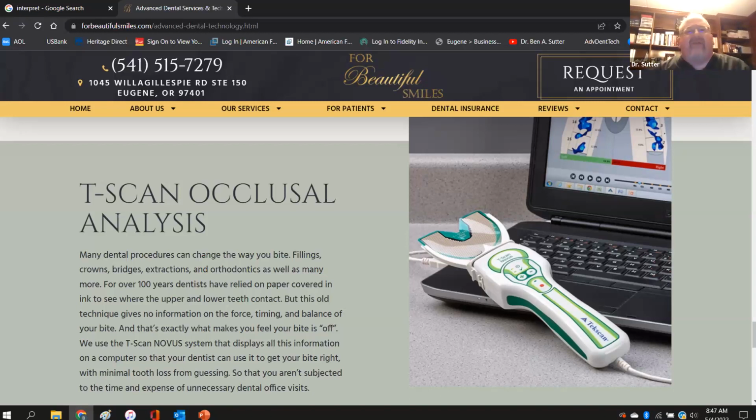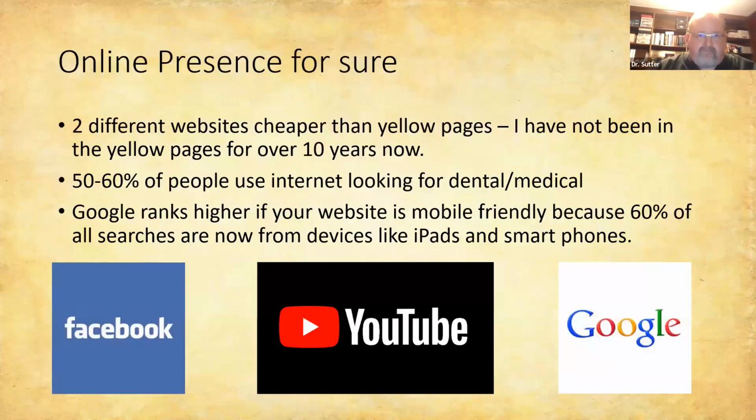And then you should have a technology page. This is a little snippet I put up of T-Scan, but of course, most of us have this now with digital x-rays and CBCT and lasers and all of that. This should 100% be on your technology page, right? So I would start there. Online presence for sure.